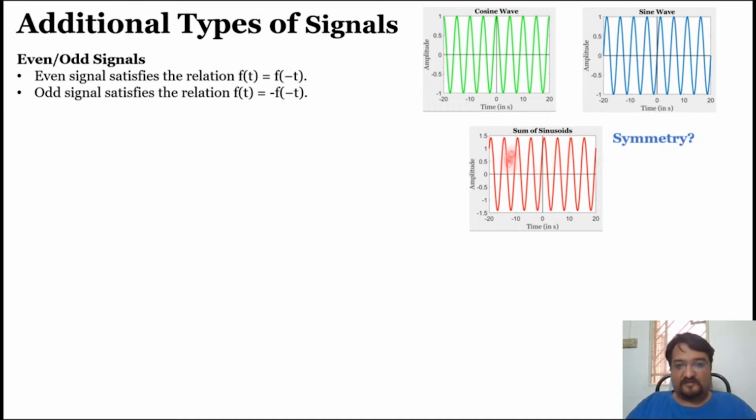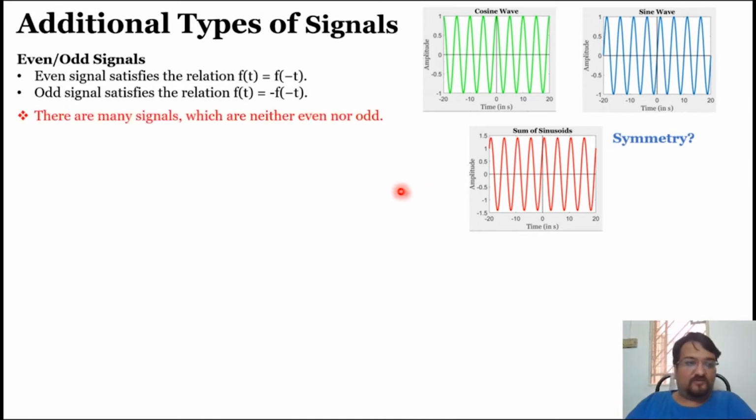This is the summation of a sine wave and a cosine wave. So I hope you should be able to answer this question. Also, you now know that there are many signals which can be neither even nor odd. And if any signal is given, you should be able to identify whether it is an even signal or an odd signal.